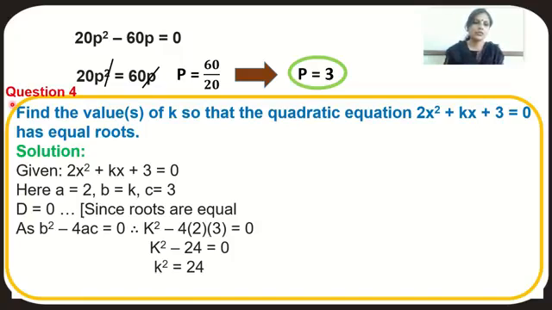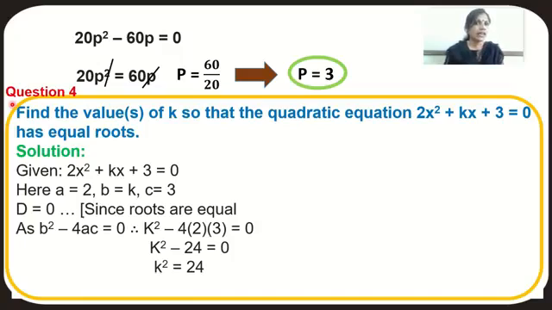So a is 2, b is k and c is 3. Since the roots are equal, that means the discriminant is equal to 0. So b square minus 4ac is equal to 0. So k square minus 4 into 2 into 3 is 0.